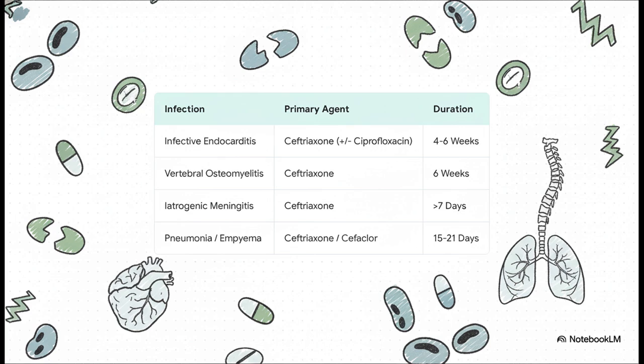As you can see, third-gen cephalosporins like ceftriaxone are the workhorse, often for weeks at a time. But here's the absolute bottom line. You must have a susceptibility report. Resistance is a real worry. And to make it even harder, EUCAST hasn't set any official breakpoints, so you get an MIC value that you have to interpret with a lot of clinical judgment.